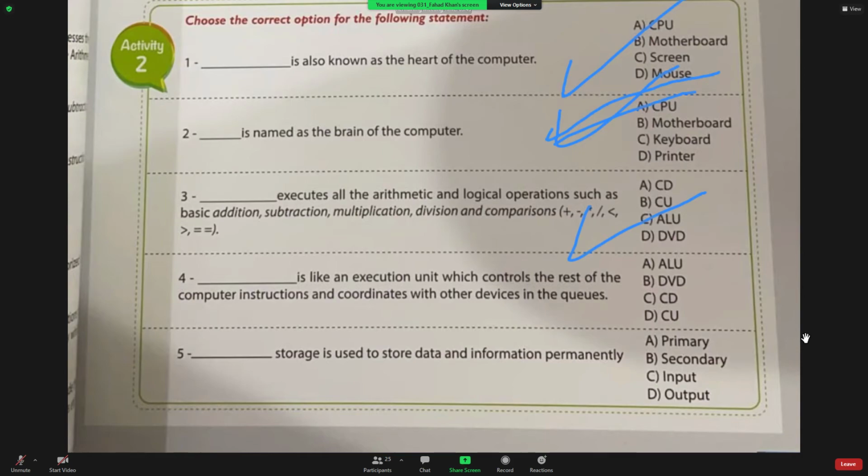So next one: the execution unit controls the rest. It's talking about control. It's the CU. Yes, correct. Then you have the last one: storage used to store information permanently. That's the secondary storage devices. Okay, guys. So alhamdulillah, we have completed this.